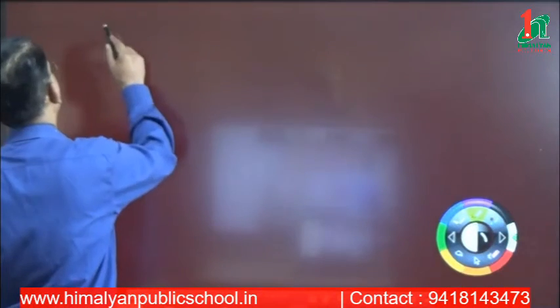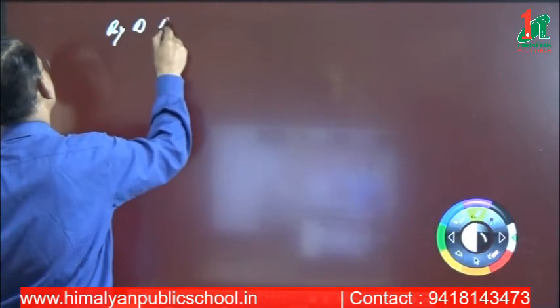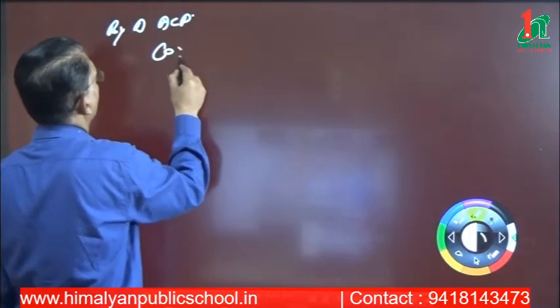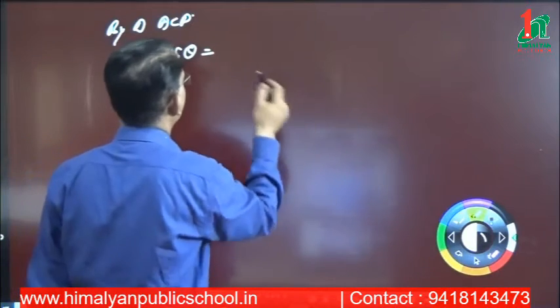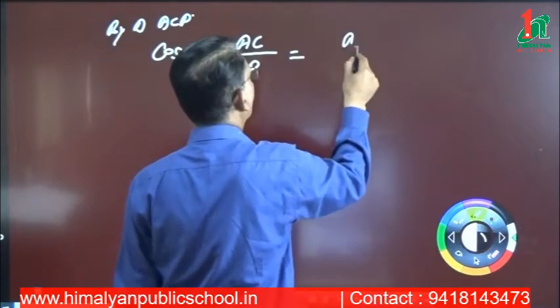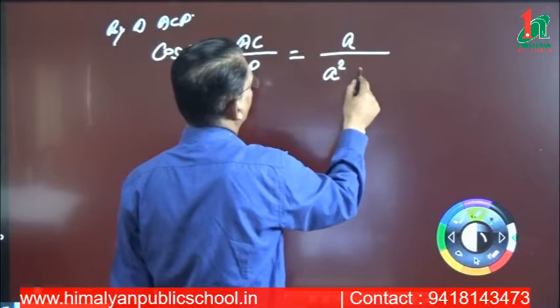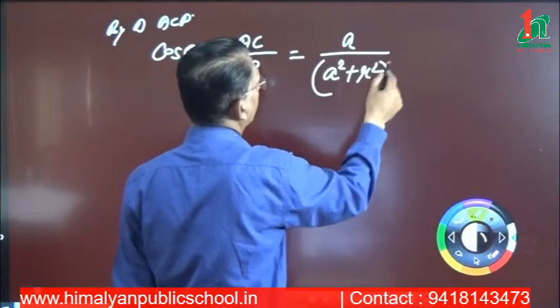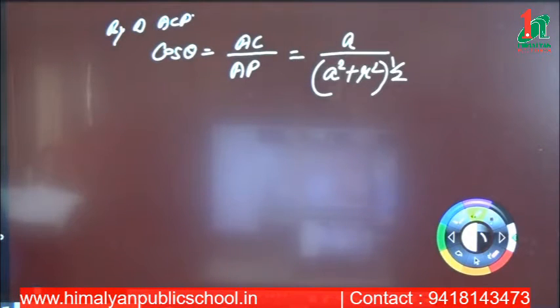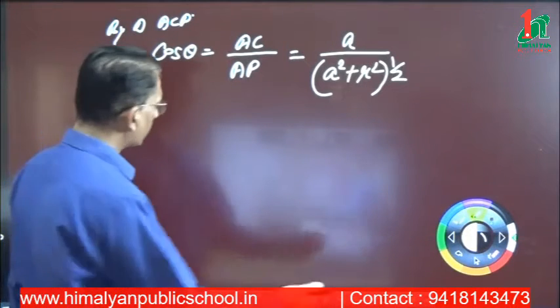Now write down, by triangle ACP, cos theta is equal to base AC upon hypotenuse AP, and AC is small a and AP is A square plus R square under root. Under root we can write as raised to power 1 by 2. Fine. Now put in equation 5.